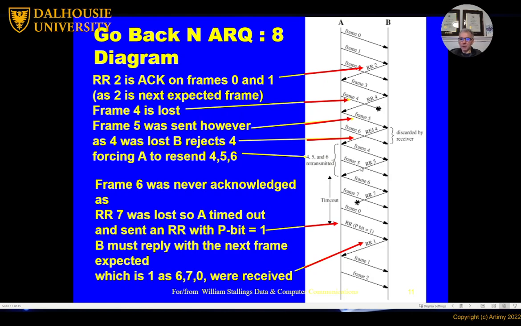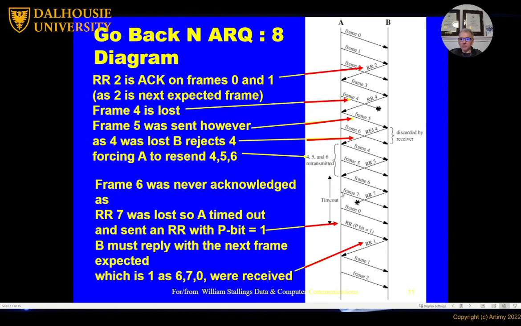RR5 is sent, so frame 4 is received correctly, frame 5 is sent, 6. Here we have a situation where the acknowledgement itself was lost. So 6 was received correctly, and B sends RR7, but the acknowledgement is lost.